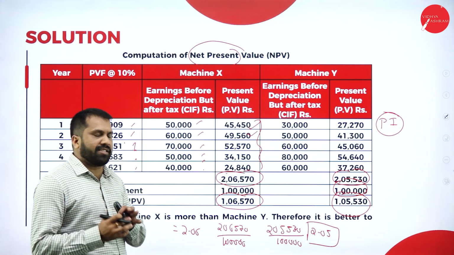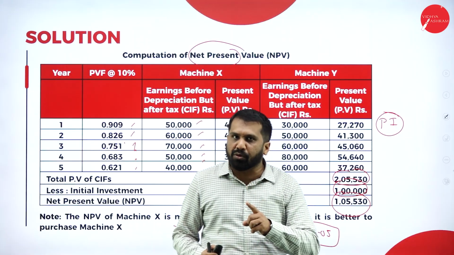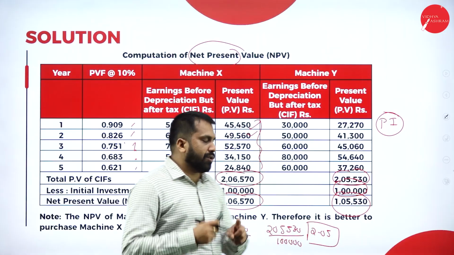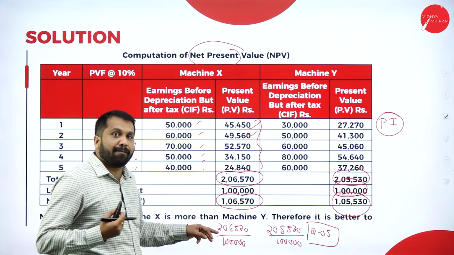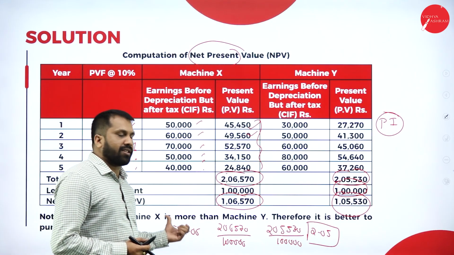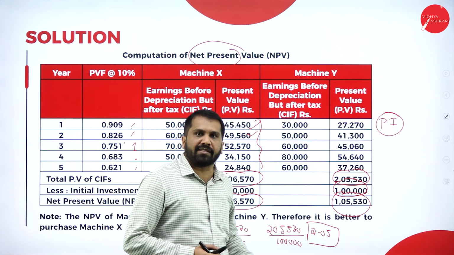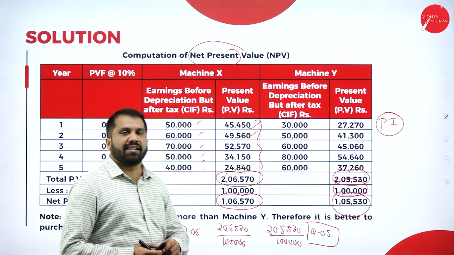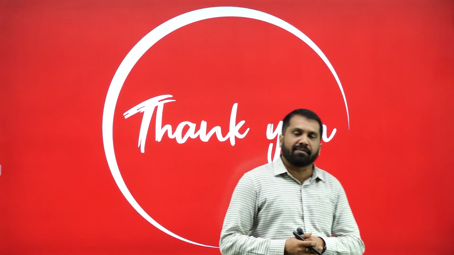The concept is very simple. If you invest 1 rupee, in return you will get 2.06. So you are in the profitability range. Clear? If you spend 1 rupee, you will get 2.05 paise. This is what you are supposed to learn. Yes. So this is all about your capital budgeting.